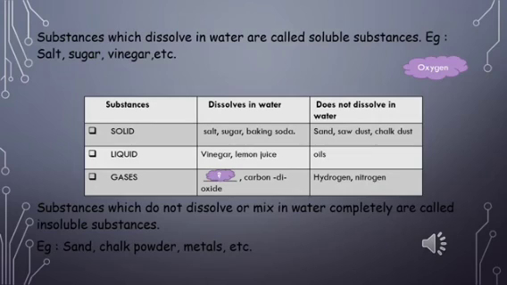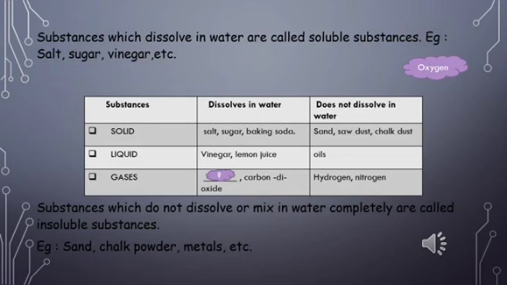Most of you like to drink soft drinks such as Fanta, Pepsi, Thums Up, Coke, isn't it? All these are fizzy drinks or aerated drinks. So, what do they contain? They contain dissolved carbon dioxide. So, we can say that gases dissolve in water. All gases do not dissolve in water. For example, hydrogen, nitrogen, etc.